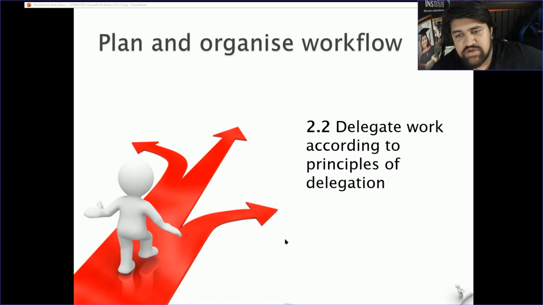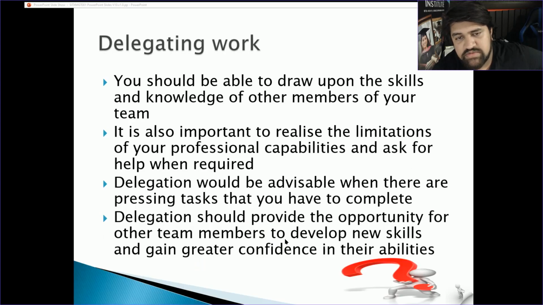2.2, delegate work according to principles of delegation. So we need to remember the principles of delegation. You should be able to draw upon the skills and knowledge of other members of your team. So make sure you understand what everybody's qualities and experience and skill sets are. It is also important to realize the limitations of your professional capabilities and ask for help when required.